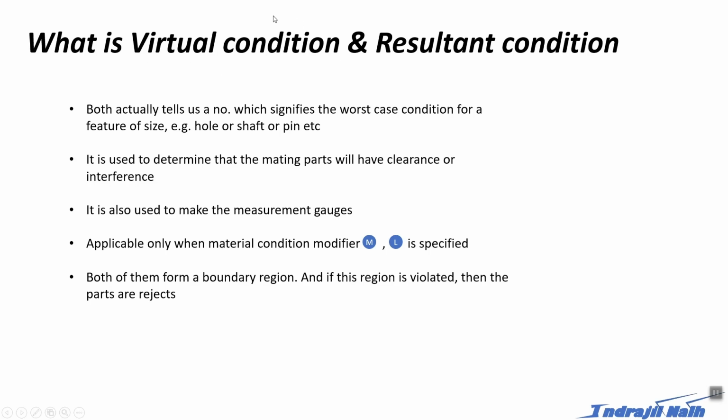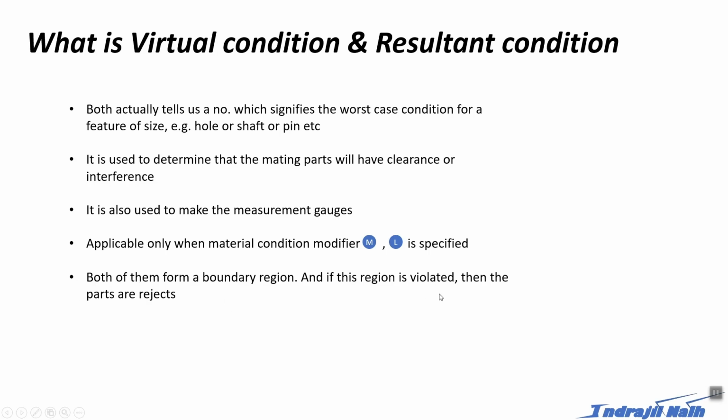This virtual condition is used to make the measurement gauges, and it is applicable only when maximum material condition or least material condition is specified in the drawing. If this is mentioned, then only virtual condition and resultant condition come into the picture. Otherwise it will simply be called inner boundary or outer boundary. Both of them form a boundary region, and if this boundary region is violated, then the parts are rejected. This is very important.